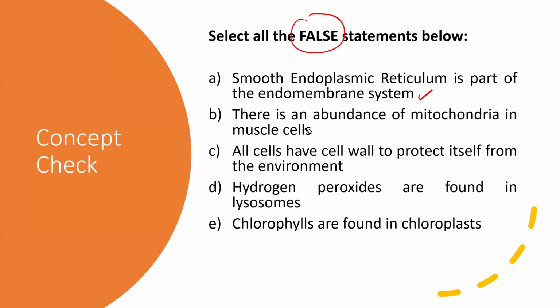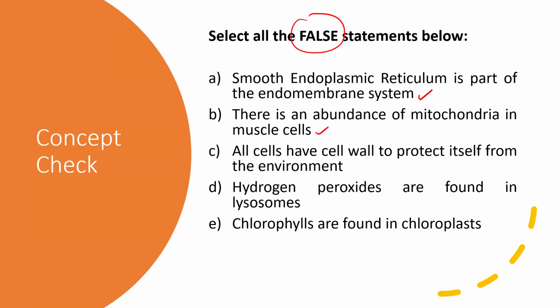Number 2, there is an abundance, abundance means a lot of, mitochondria in muscle cells. Is that true or not true? It's true, right? Mitochondria, they are powerhouses. They make energy. Muscle, of course, requires a lot of energy. So that's true. Next one.